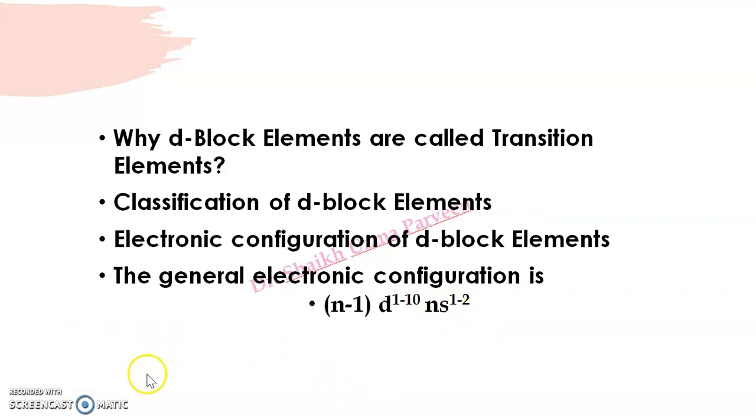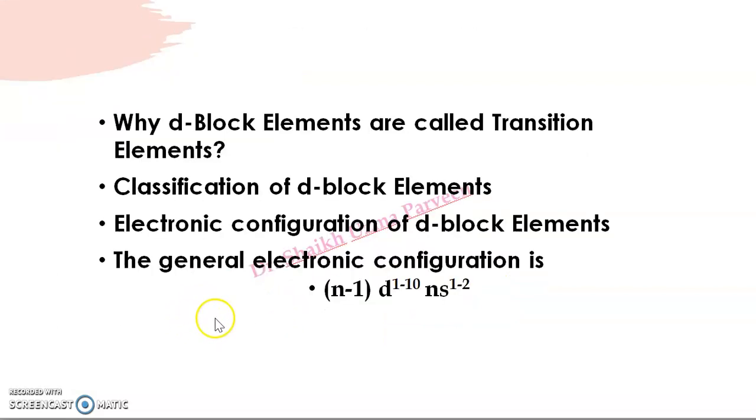So for the first transition series, what will be the general electronic configuration? 3d 1 to 10, 4s 1 to 2. For the second transition series, 4d 1 to 10, 5s 1 to 2. For the third, 5d 1 to 10, 6s 1 to 2. Fourth transition series, 6d 1 to 10, 7s 1 to 2. So this is all about the electronic configuration.